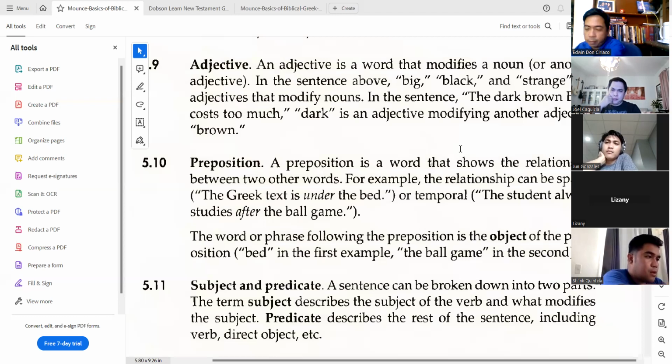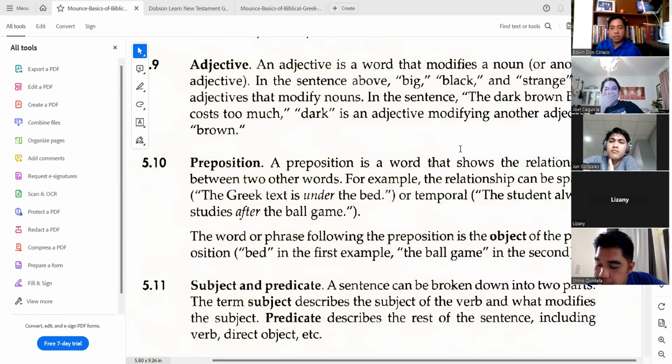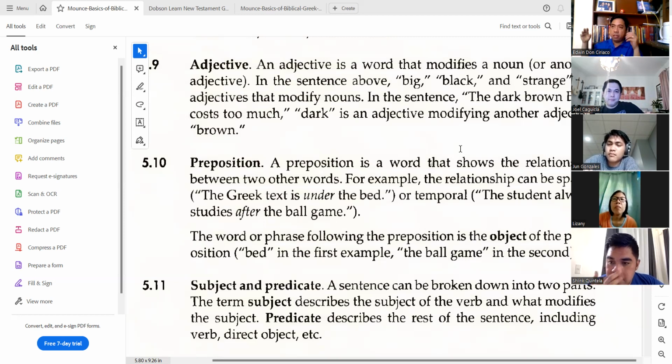Greek text is under the bed. Temporal is about the time. And then the word or phrase following the preposition is the object of the preposition, like bed, and then the ball game. It is the object, the one receiving the action. The preposition gives the idea of where the ball is placed. It is placed under the bed.